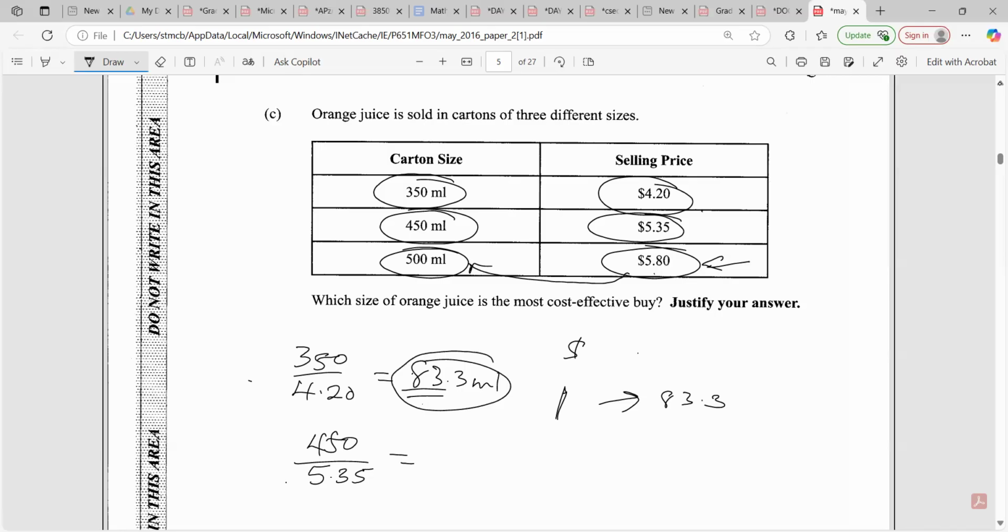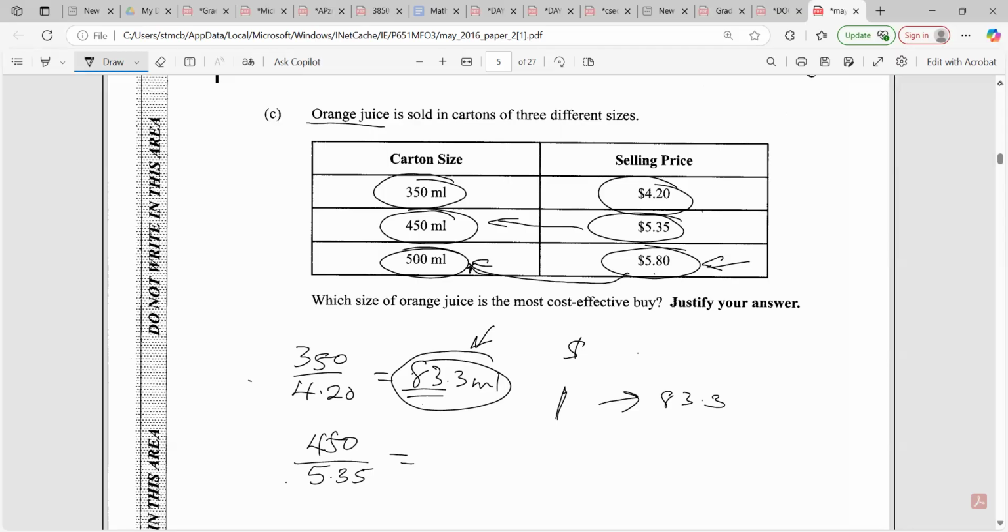You're not seeing it that way. Remember, sir, 350 milliliters costs $4.20, right? So when you divide it, you work out, for $1, how much milliliter $1 gives you as a consumer. It's not 83 cents, it would be 83 milliliters. So when you spend $1, this amount of milliliters of orange juice you get. Right, the other way then. Because I think not everybody sees it that way.